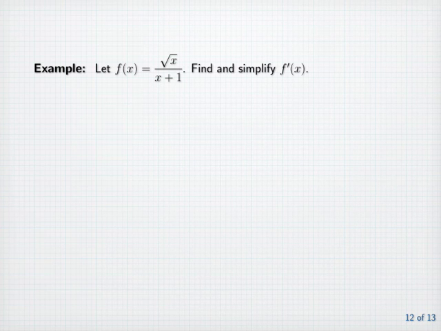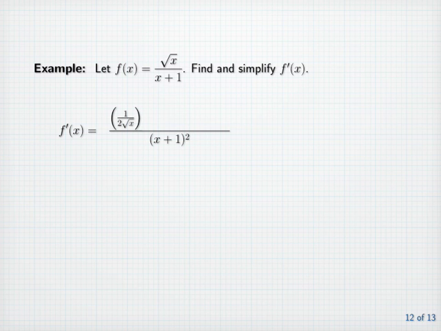Another example. Let f of x equal the square root of x divided by x plus 1. Again, we use the quotient rule. F prime of x will be a fraction whose denominator is x plus 1 squared, and we write the numerator by taking the derivative of the square root of x, multiplying by x plus 1, then subtracting the square root of x times the derivative of x plus 1.